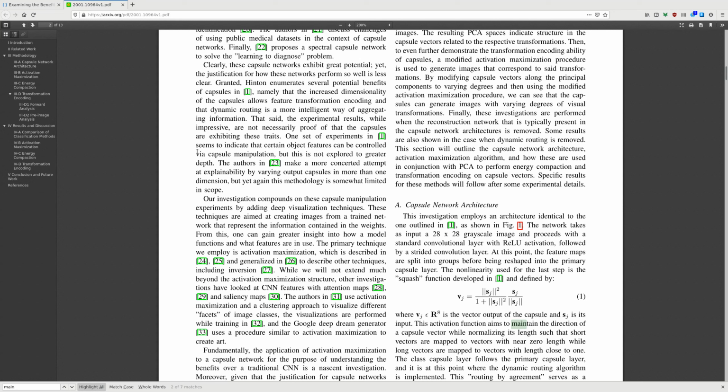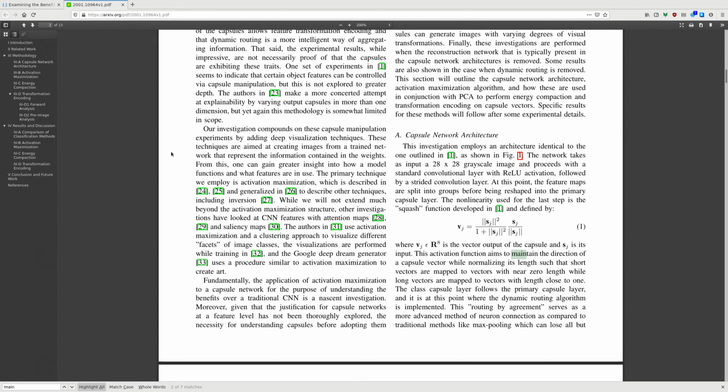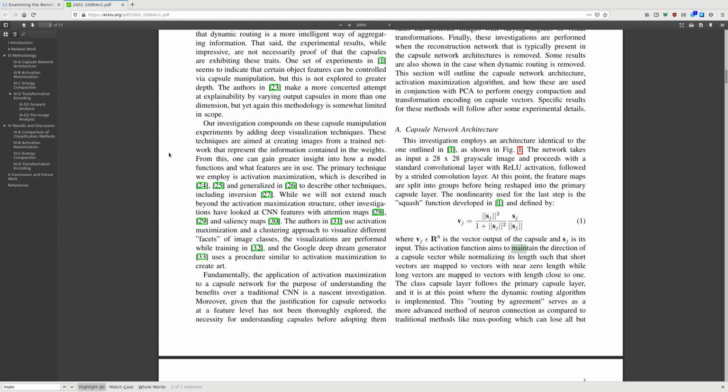One set of experiments in 1 seems to indicate that certain object features can be controlled via capsule manipulation, but this is not explored in greater depth. The authors in 23 make a more concerted attempt at explainability by varying output capsules in more than one dimension, but yet again this methodology is somewhat limited in scope.